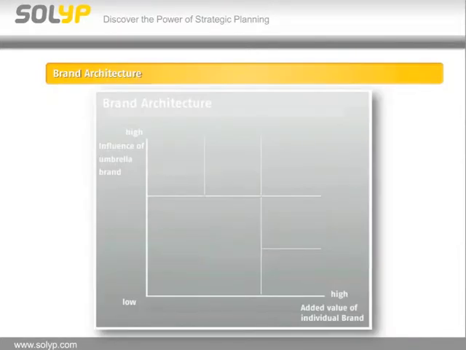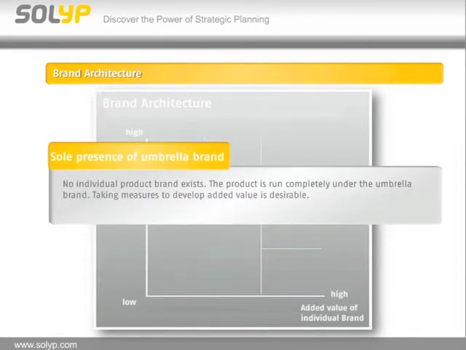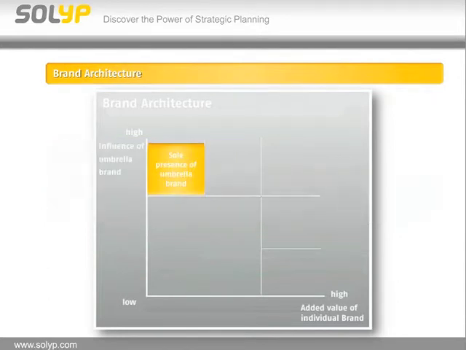Now, let's get into more detail by looking at the brand architecture of our sample company. The brands are categorized according to two key factors: the impact of the umbrella brand on the product brands and the added value of the product brands. First, we have brands that are run entirely by the umbrella brand. They basically do not exist on their own. Here, appropriate measures should be taken to develop an added value.